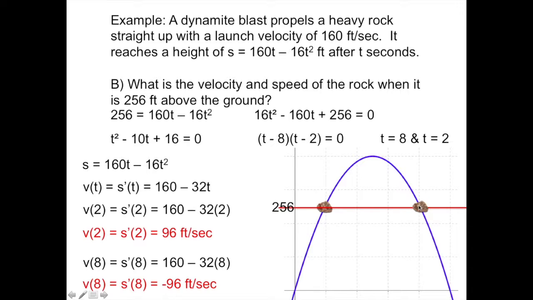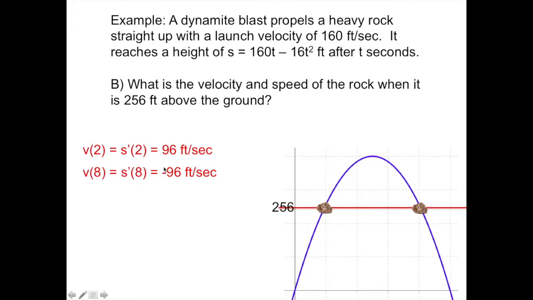And so when we talk about the speed on the next slide, that would still be a positive 96 because it's the absolute value. So there are the two velocity values. Taking the absolute value of both of those gets us a positive 96 feet per second. So the speed basically is saying if I had a radar detector and I could shoot that radar detector at the rock, the radar detector would come back with a value of 96 feet per second.